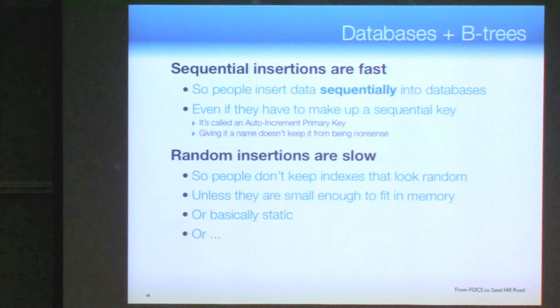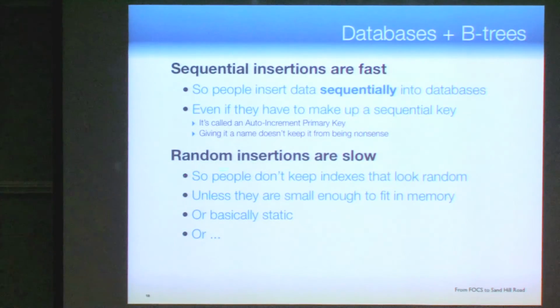How are databases and B trees used? Since sequential insertions are fast, people do sequential insertions. They even have this nice thing. They'll make up a sequential key that has nothing to do with their data. They'll call it an auto-increment primary key, but giving it a name doesn't keep it from being garbage, right? Because it's a key you're not going to use for querying. I'd like to know the average salary of everyone I inserted between 2,357 and... it's just not a good query.